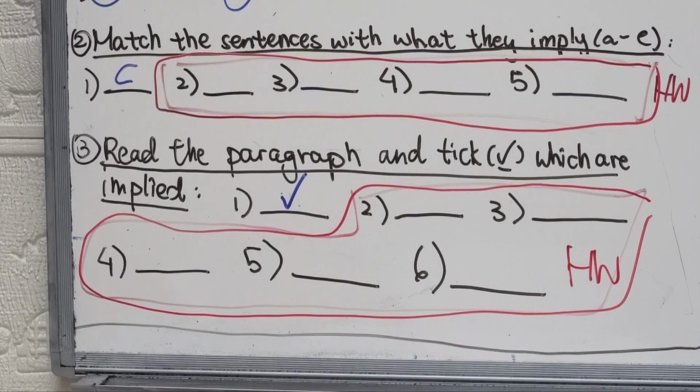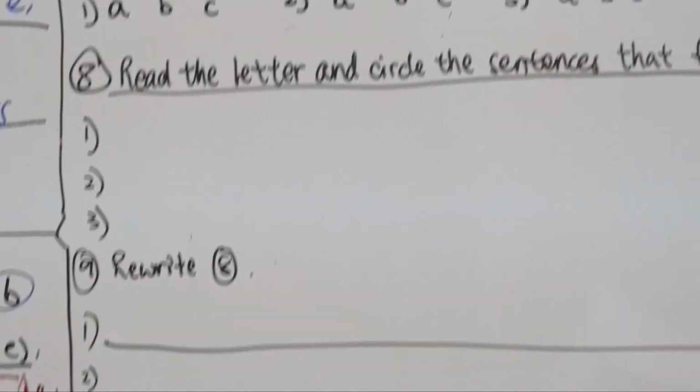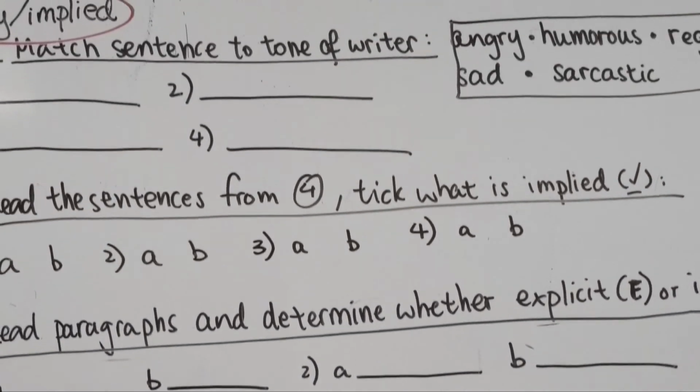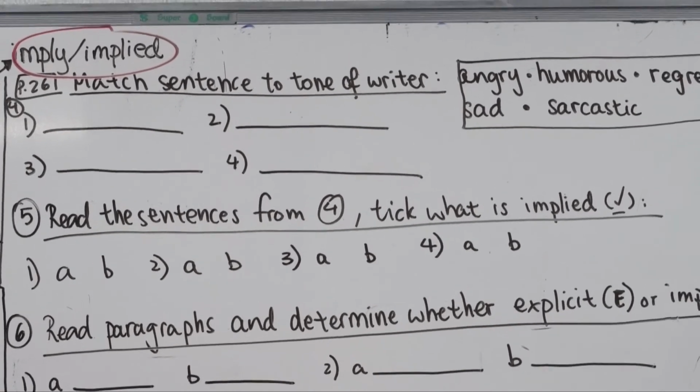So page 26. All right, so here on page 26, match the sentence with the tone of the writer, okay? We have a box over here, same as your book. So we have 5 words: angry, humorous, regretful, sad, sarcastic. Again, these are the tones of the writer, the attitude and opinions, okay?